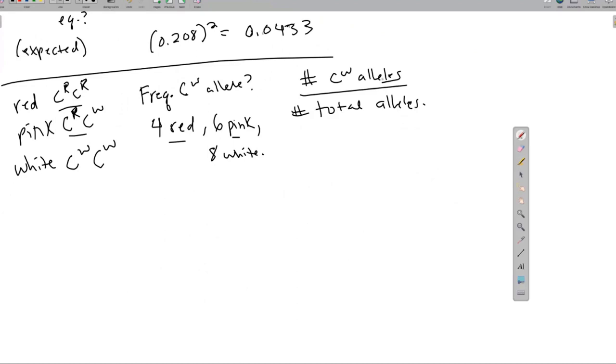To figure out CWs, I have real numbers here. If I have four reds, I know red means two CRs. For every red, there are CRs only, so there are none for our reds. They don't contribute any CWs because there are none. For every pink, it contributes one CW, and we have six pink. Plus, for every white, it has two CWs, two from eight of those plants. Total alleles, we know two for every individual. We add these up, we have 18 individuals.